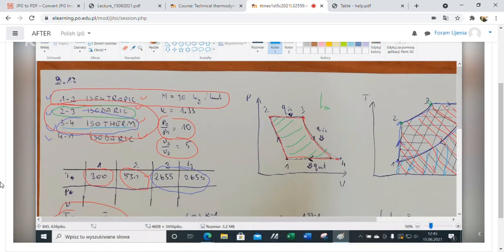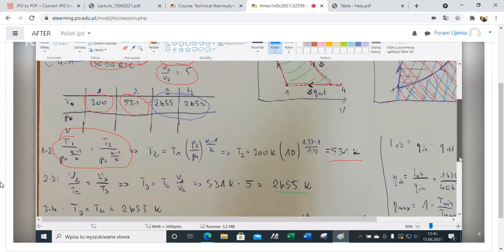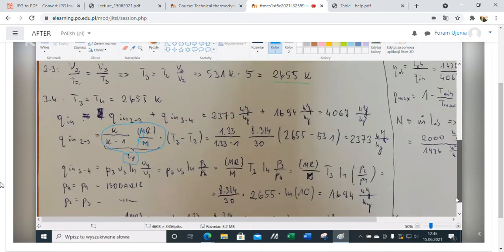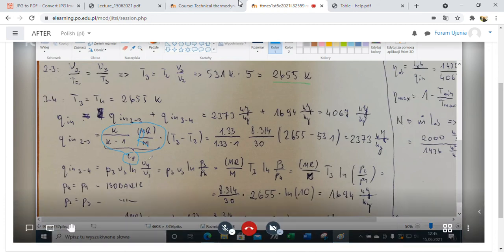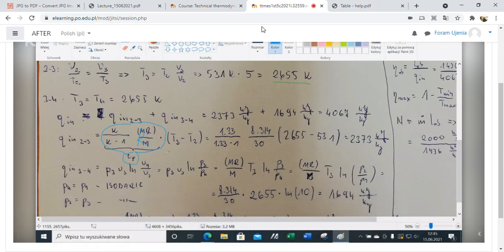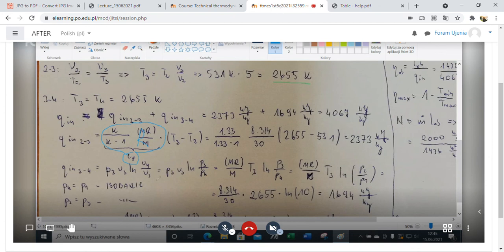and then between 3 and 4, my dear students, we have isothermal process, okay? And we know that in isothermal process, P3 V3 logarithm V4 to V3. It is the same, okay, as P3 to P4, because it's isothermal process. So V4 to V3 is the same as P3 to P4.